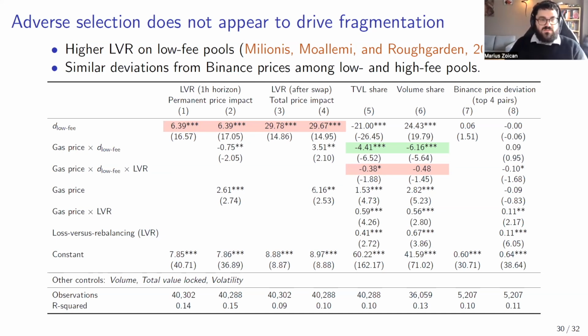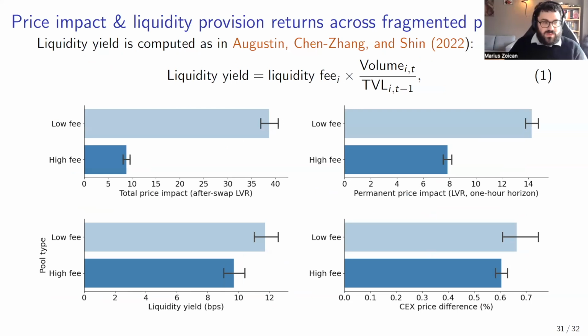Another concern would be, if we have this difference in adverse selection, whether there's a difference in price discovery among high and low fee pools. We're looking at the top 4 pairs where we have enough data from Binance. We see that the average deviation is around 0.6% at an hourly level. But the difference between low and high fee pools is negligible. So they both track Binance prices equally well.